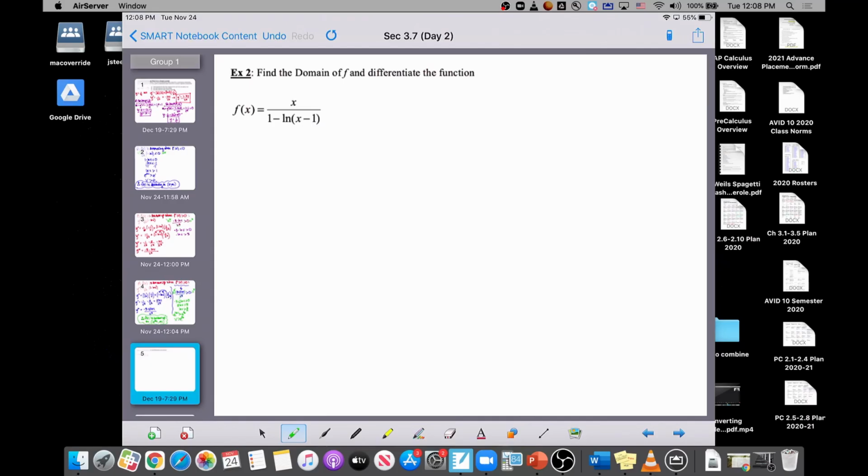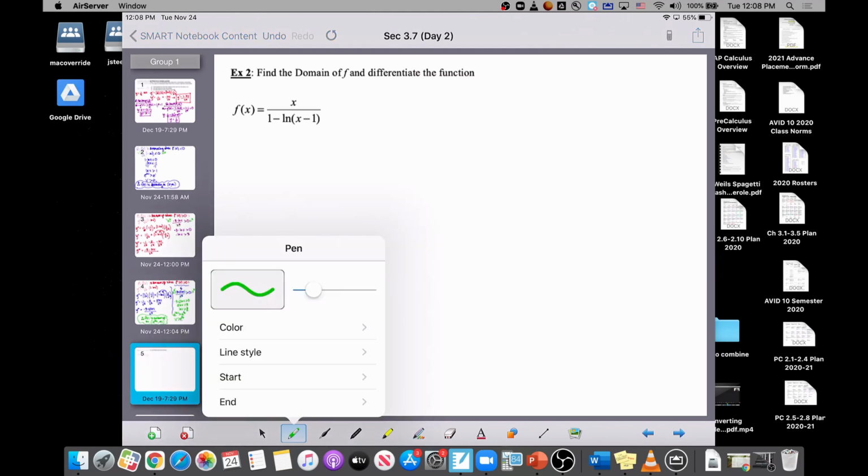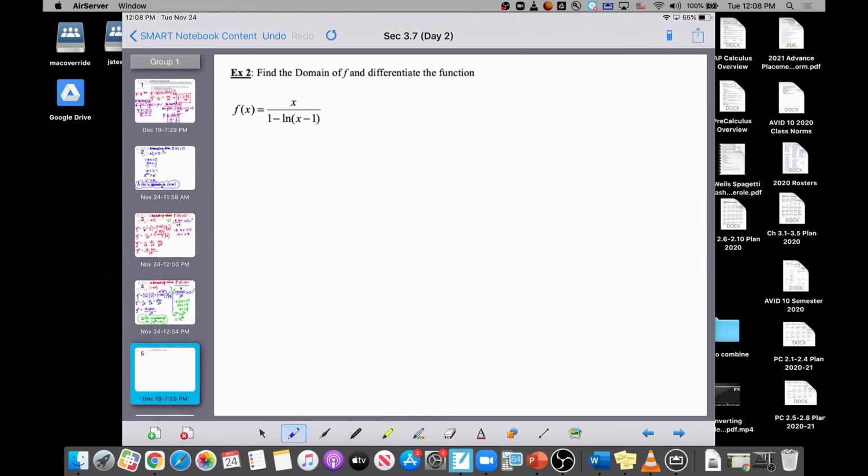Example 2 asks us to find the domain of the function f and then differentiate the function. Okay, well, first of all, we've got two things going on here. We know that as far as domain is concerned, our denominator can never be 0, right? So we know that 1 minus natural log of x minus 1 cannot equal 0.